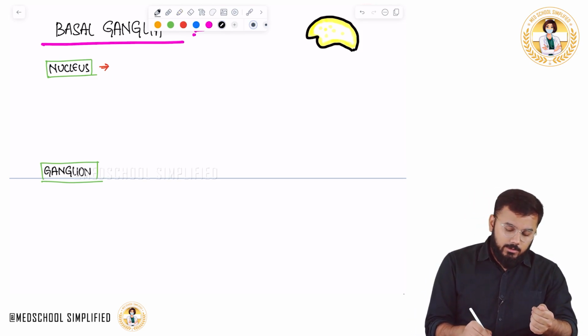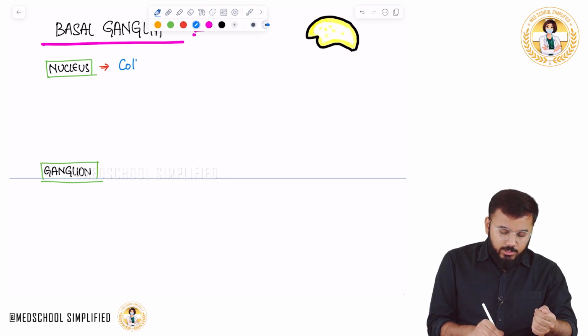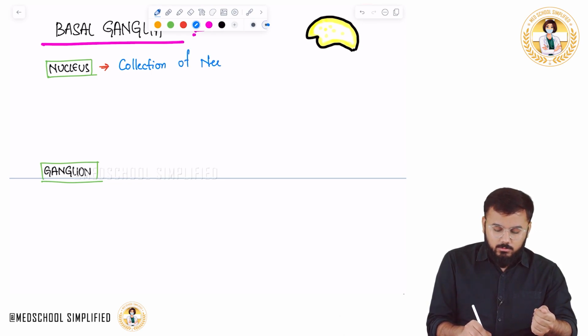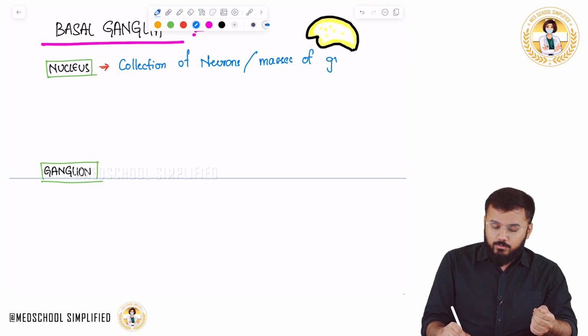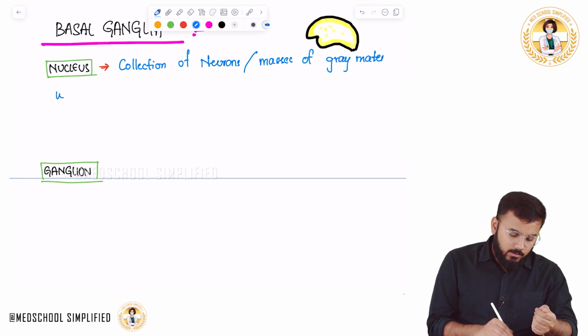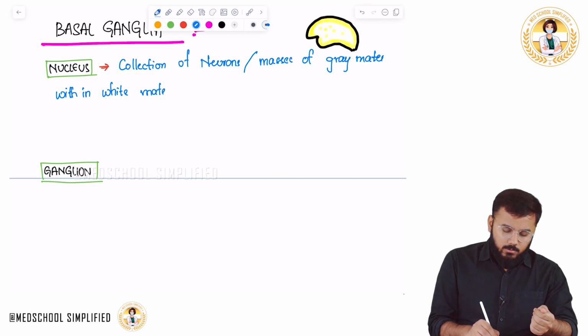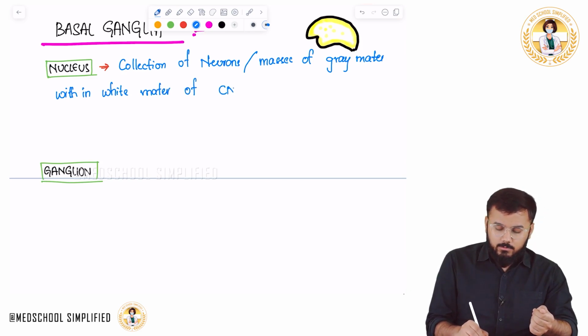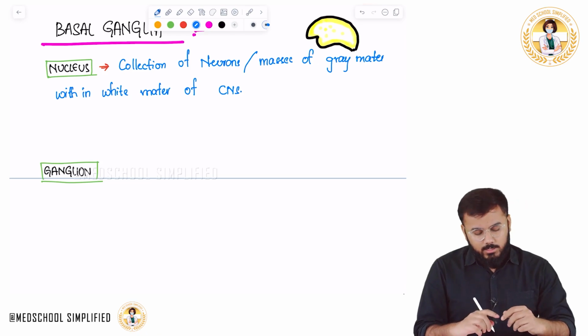Okay, so let us write it down. Nucleus is nothing but a collection of neurons, or masses of gray matter within the white matter of your central nervous system. So this is what is called a nucleus.